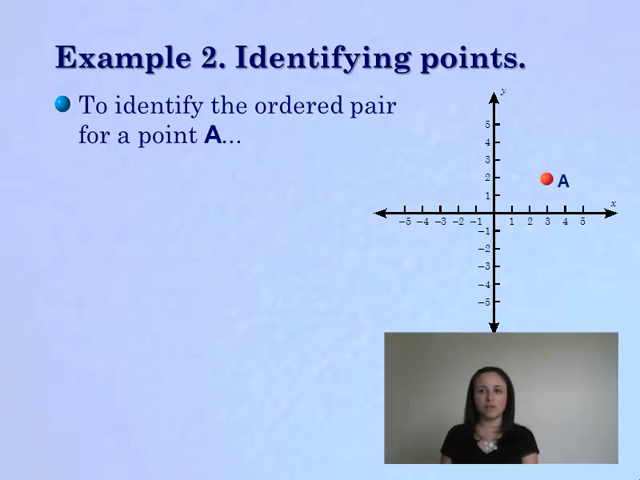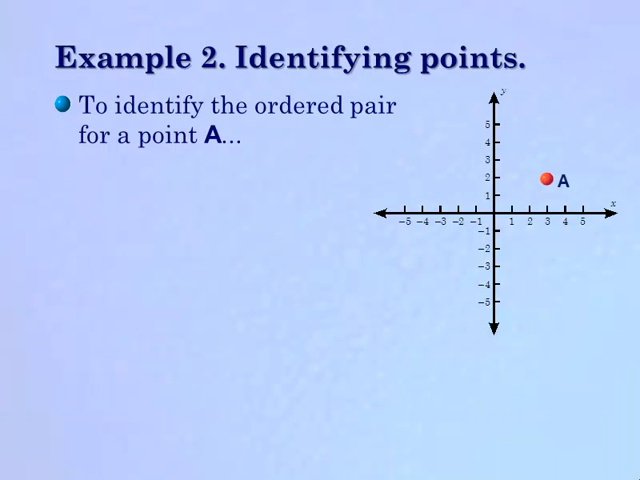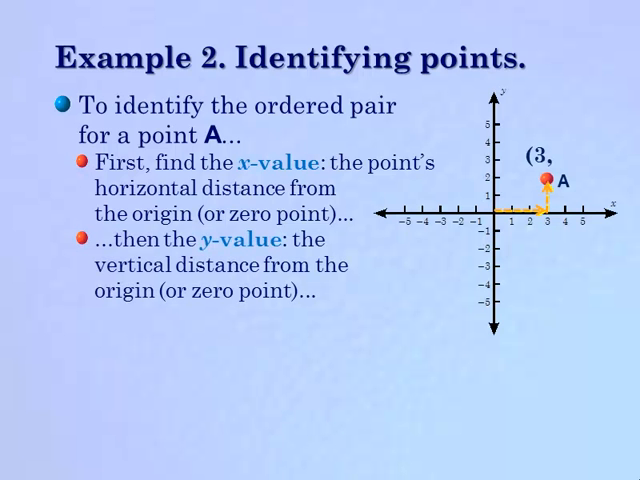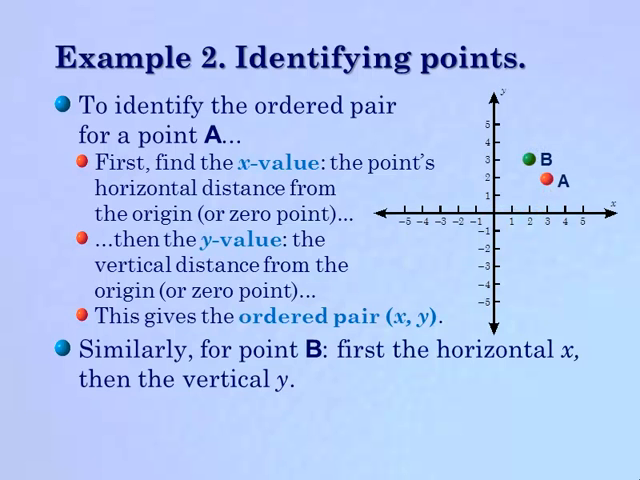Example 2 asks you to identify the ordered pair for a point A that's out there on the Cartesian coordinate system. First find the x value by finding out how far A is over from the y-axis. How far over did you have to go? In this case, we went 3. So the first part of the ordered pair is 3. That will be the x value. And then the y value, how far up that point is. You see that we moved the point up 2 units. And so our ordered pair is (3, 2). So we'll say that A is equal to (3, 2) as an ordered pair. Similarly, for point B, first find the horizontal distance, 2, and then find the vertical distance, 3. And so the ordered pair for B is (2, 3).